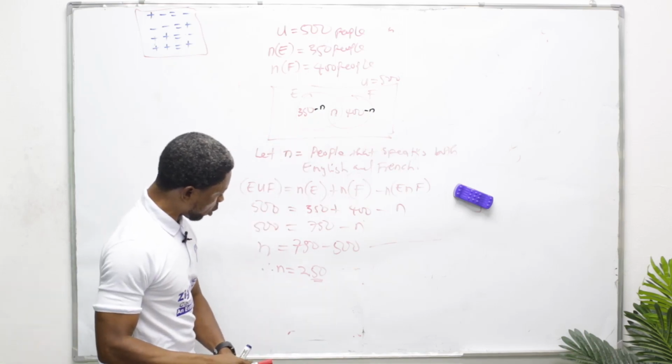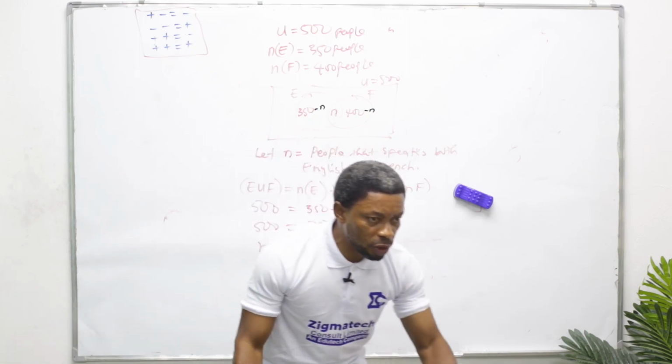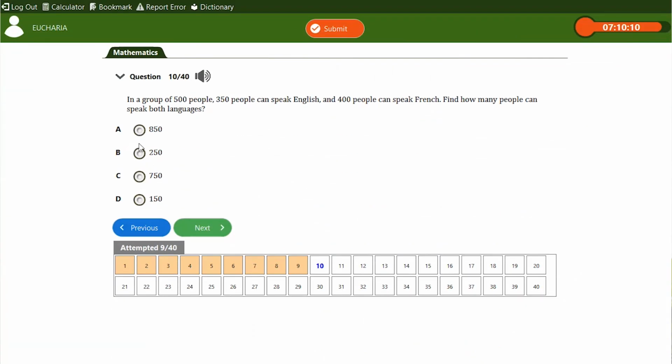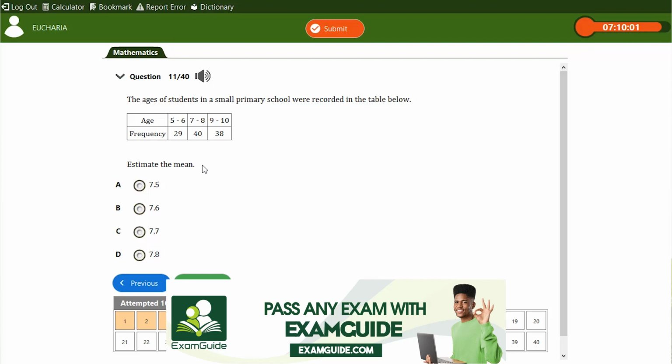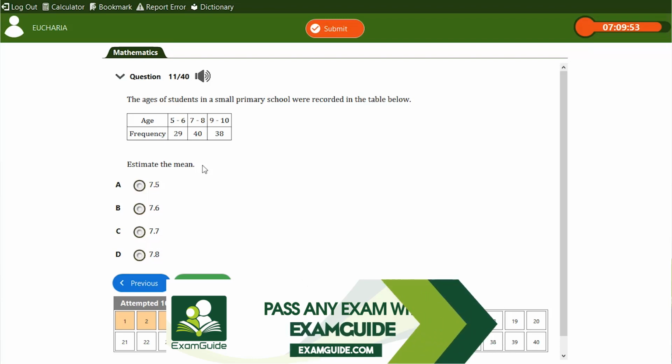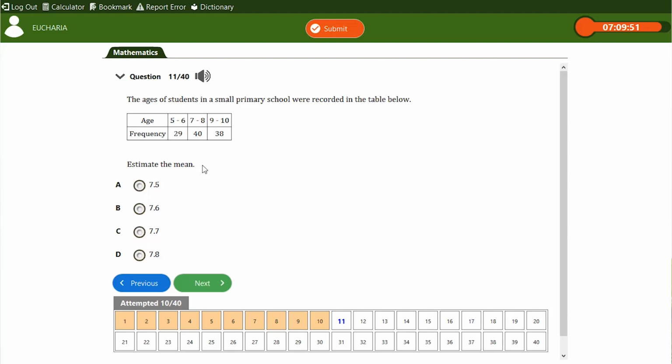Let's check our answer. N is equal to 250. That is B. Let's go. Next question. I told you I'm here to give you keys and ideas, knowledge, not to grab it to help you. In case you see that, that's what you do.